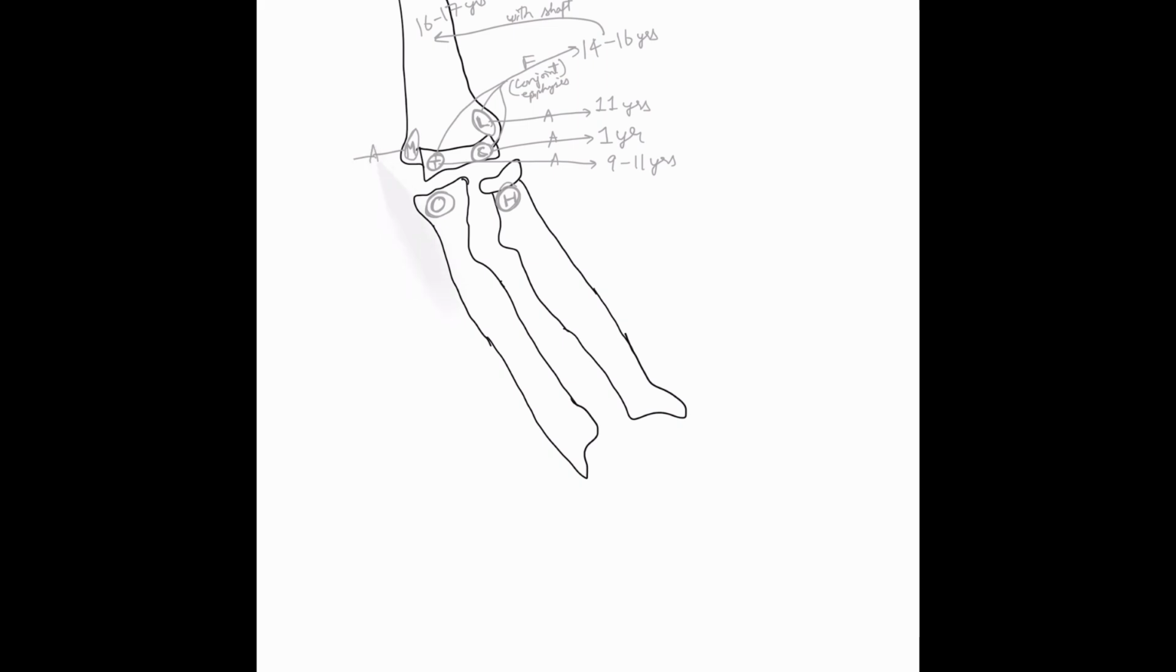Now, the medial epicondyle appears at around 6 to 7 years of age and fuses with the shaft at around 14 to 16 years of age, around the same time that the conjoined epiphysis forms. The olecranon process of the ulna appears at 9 years and fuses with the shaft at around 16 to 17 years of age. And finally, the head of the radius appears at 5 years of age and fuses with the radial shaft at the same time, 16 to 17 years of age.